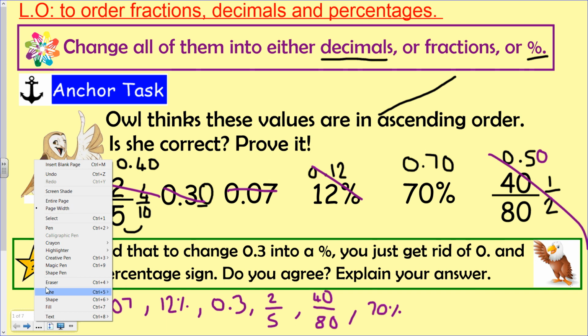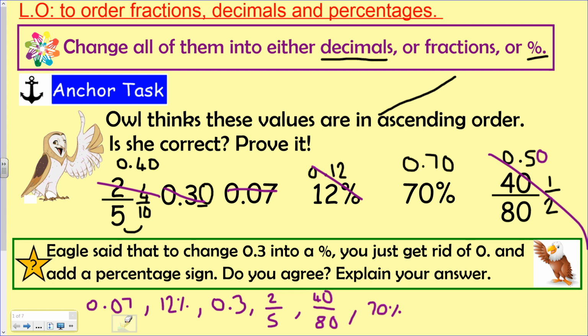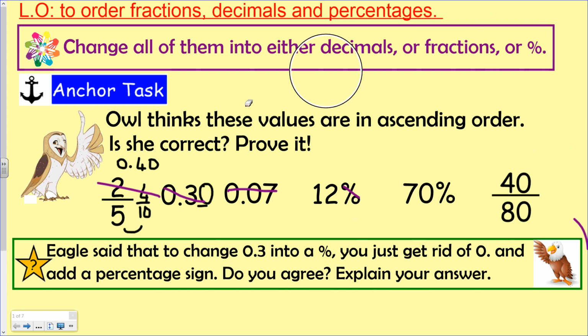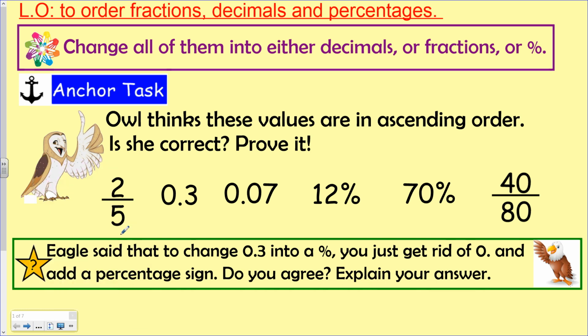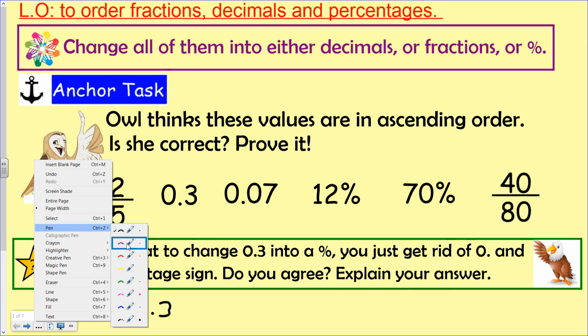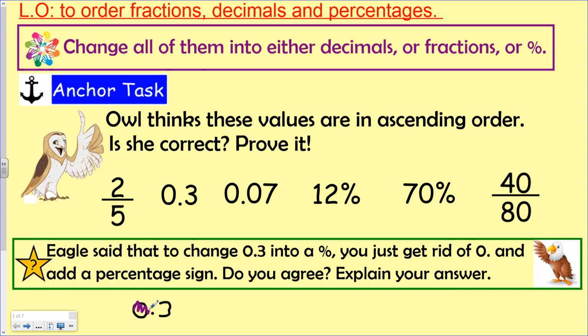Okay, let's have a look then at the star. I'm just going to erase all of the working out on here just because it's going to get in the way and you won't be able to see our question. So the star says, Eagle said that to change 0.3 into a percent, you need to get rid of the 0 point and add a percent sign. Do you agree? So what Eagle said is 0.3. To make it into a percent, all we have to do is get rid of this and add a percent sign. Is he correct? No.